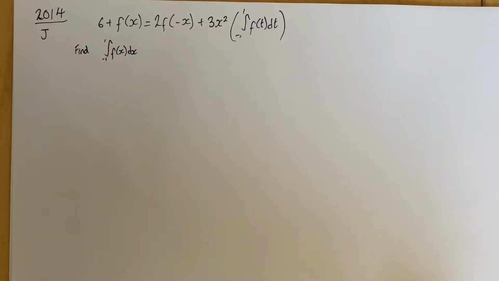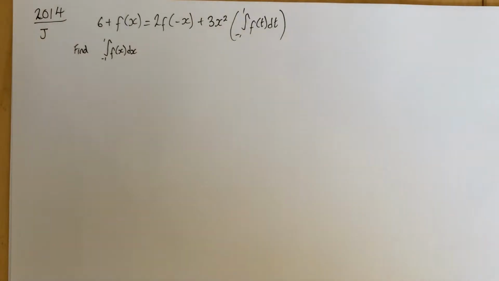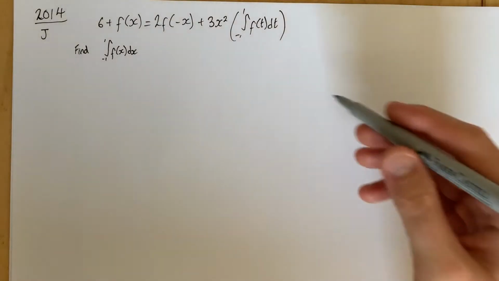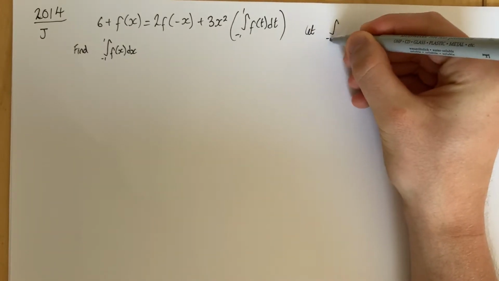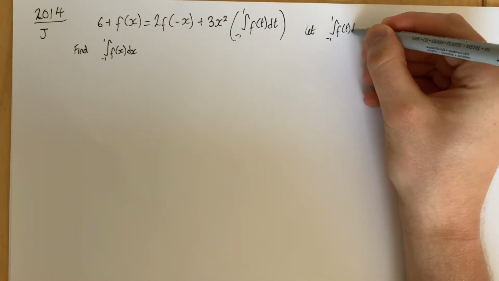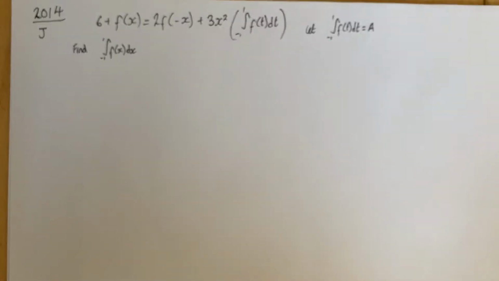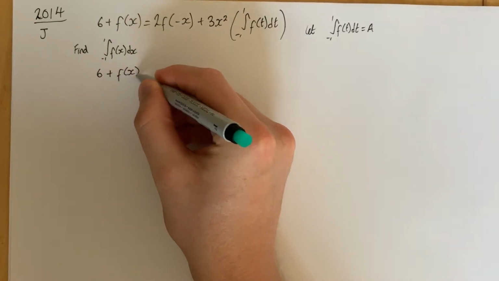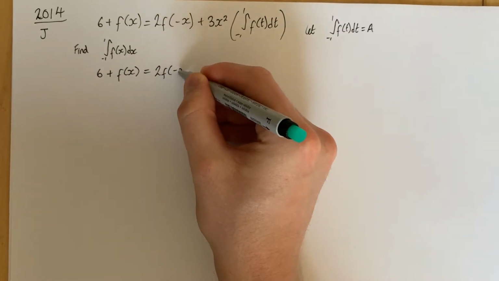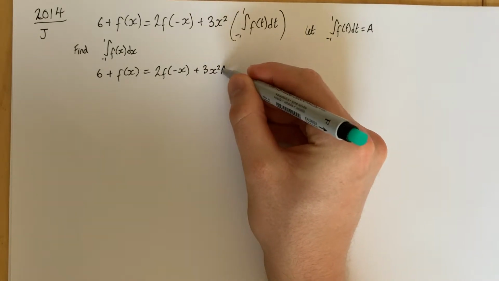The first thing you want to do with this type of question is understand what's going on. Now this is just going to be a number. It's just going to be a value. So what I can do is just say, let the integral of f of t dt equal a. Just a is going to be a number. So I'm just going to rewrite this top bit: 6 plus f of x equals 2 f of minus x plus 3x squared a.